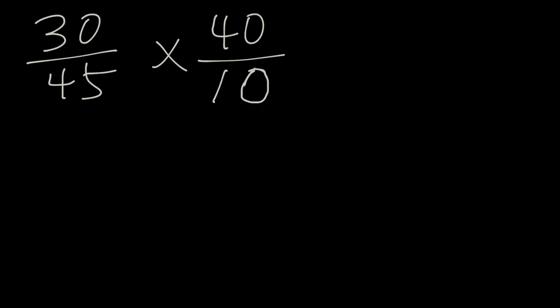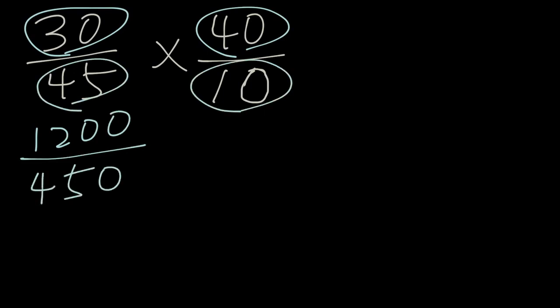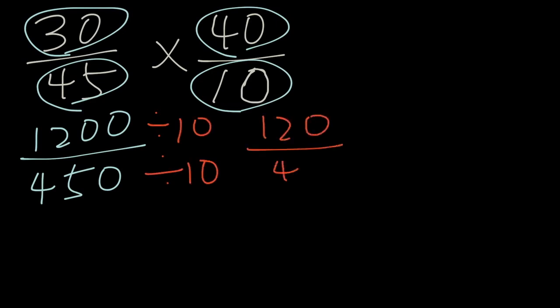Now let's take a look at the same question, but without simplifying. If we were simply to take 30 times 40, we would have 1200. And if we take 45 times 10, we would have 450. Now this looks like a big number to simplify after, so it would take multiple steps to simplify to the final answer. The numerator can divide by 10, denominator by 10, then we will have 120 over 45.